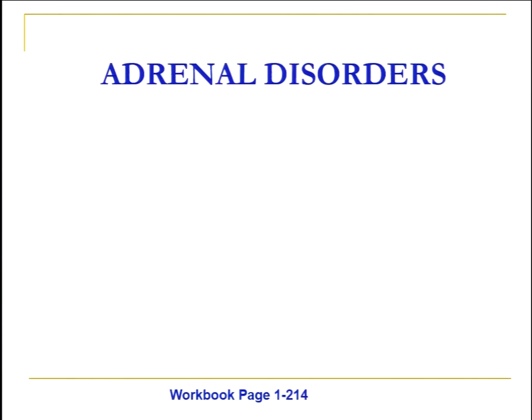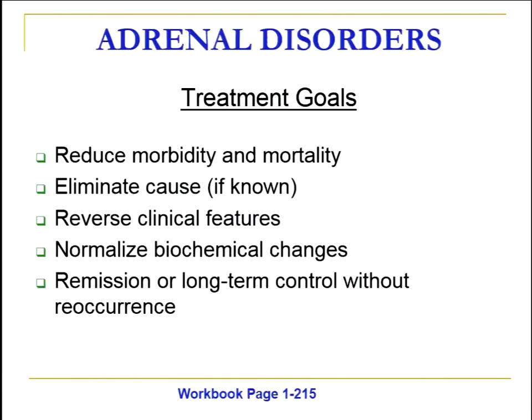And now for something completely different. Adrenal disorders. The chapter has a whole bunch of different things on adrenal disorders: hypo, such as Addison's, and hyper, such as Cushing syndrome and the like. The treatment goals for adrenal disorders are to overall reduce morbidity and mortality associated with whatever condition they have, eliminate the cause if it is known, help reverse any clinical features, and they're pretty extensive, normalize biochemical changes, and put the patient in remission or long-term control without recurrence.